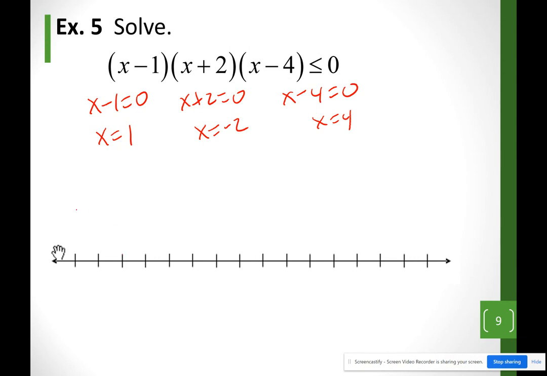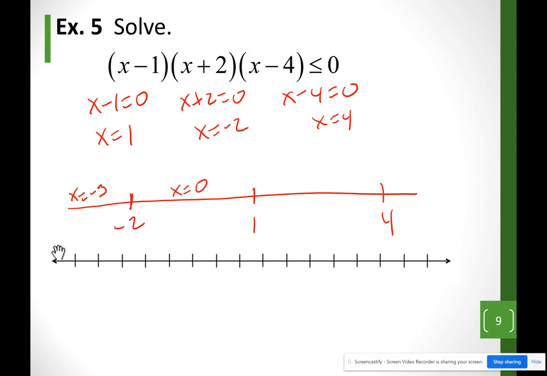Let's call this my -2. Then is 1, and then is 4. I wrote them from smallest to largest. Now think of a number that is less than -2. I'm going to think -3. Think a number between -2 and 1. Any number. I'm going to think of 0. Think of a number between 1 and 4. I'm going to choose 2. Now think of a number bigger than 4.